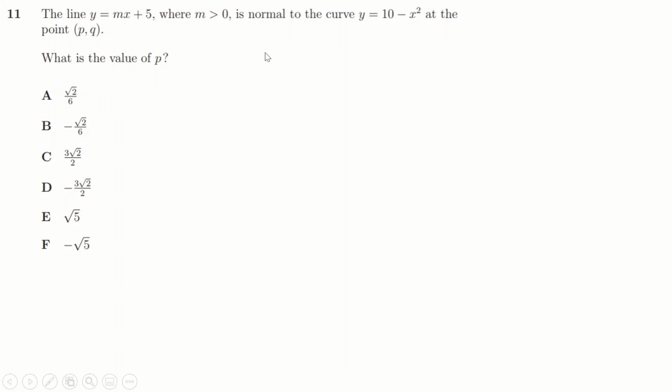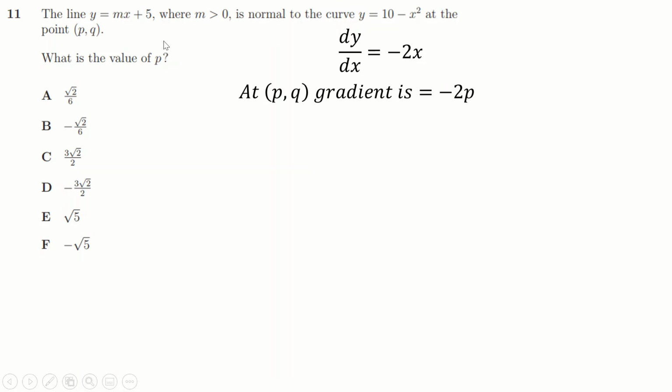Question number 11. Okay, so it's talking about normals, so my first instinct is to find the derivative. So the derivative of this is that, and this is at the point P, Q. So if I put in the x-coordinate p, I get the gradient of this curve at this point is minus 2p, which means the gradient of the normal, which is this line, which is m, because m is the gradient of this line here, is 1 over 2p, so positive and flip it over.